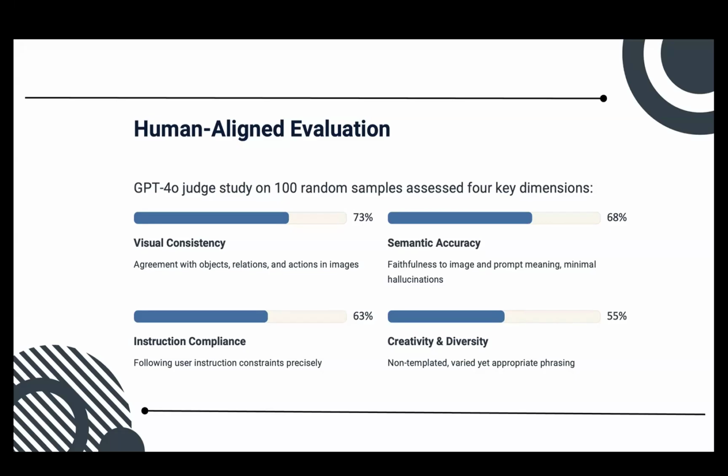Instruction compliance achieved 63%, showing the model follows users' constraints reasonably well, with room for improvement, of course. Creativity and diversity scored 55%, our lowest metric, indicating that while outputs are accurate, they could benefit from more stylistic variety. These human-aligned scores corroborate our automatic metrics. TR-VLM excels at semantic grounding and visual understanding, but could enhance its creative expression.